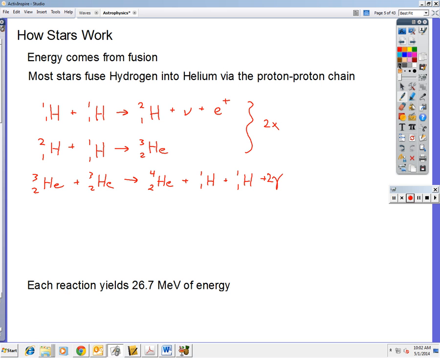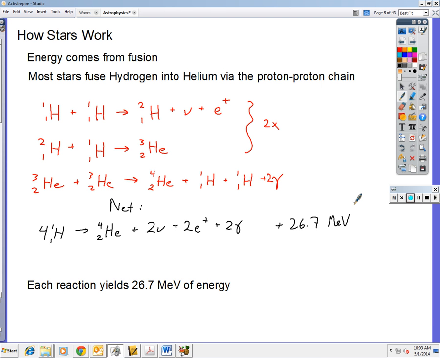The net reaction is that you start out with four hydrogens turning into helium-4 plus two neutrinos and two positrons and some gamma rays and 26.7 mega electron volts of energy. That is a huge amount of energy for the mass involved, which is only really 4 protons. And that's where stars get all their energy from.